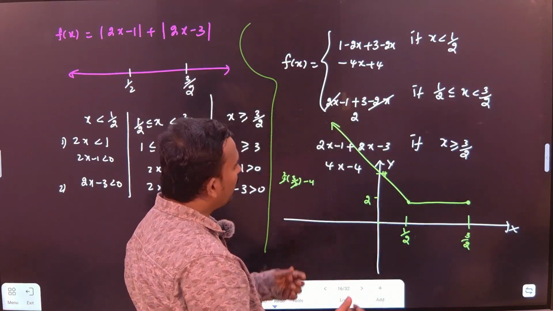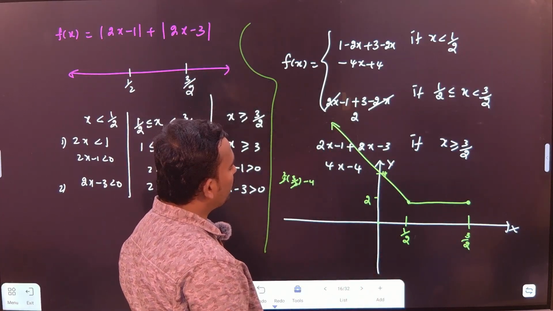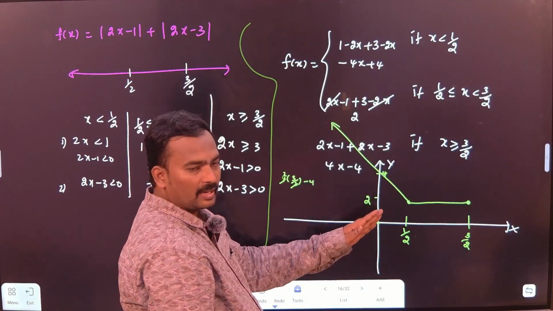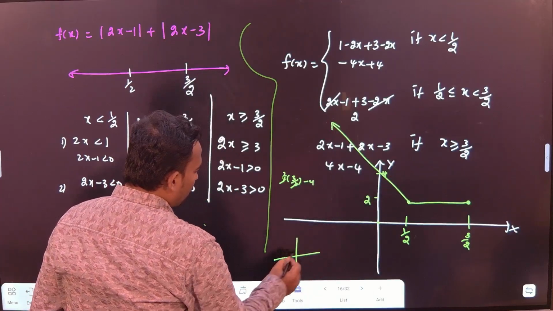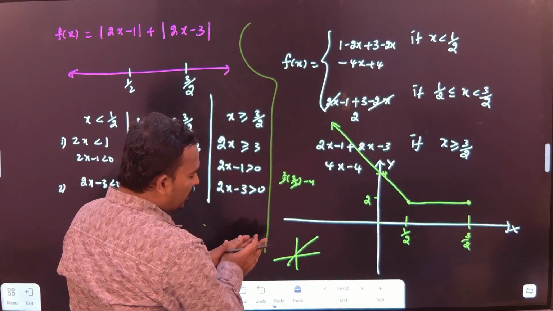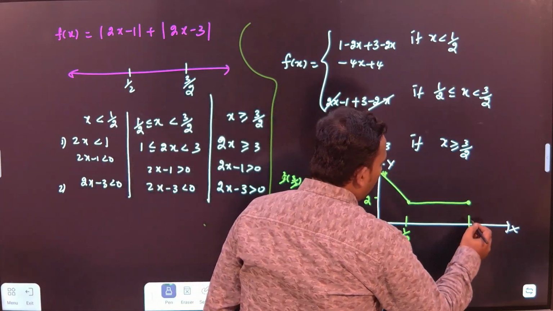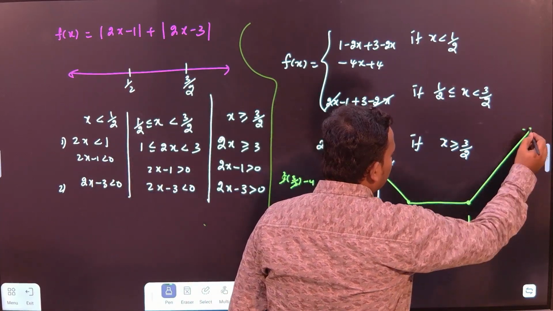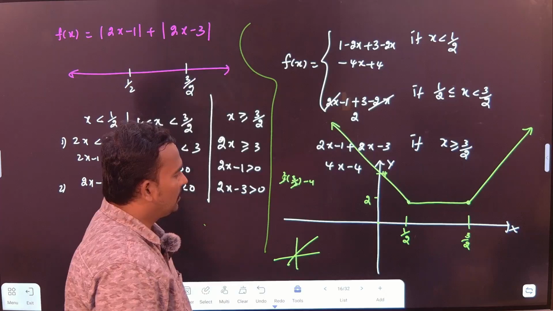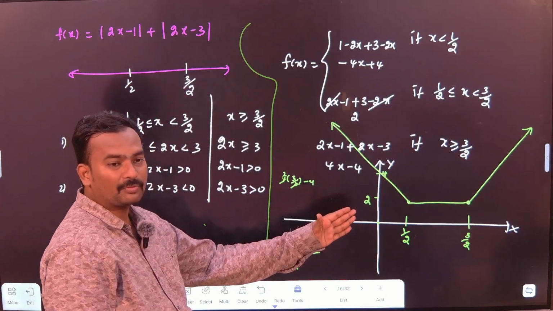When you take more than 3 by 2, 4x minus 4. 4x, you know that graph? The 4x graph is what? This one. You shift 4 units down. That means if more than 3 by 2, this will be like this. Okay, therefore, this is the graph of this function.